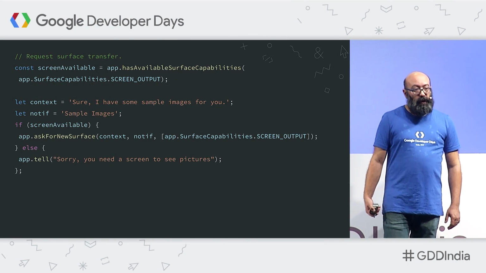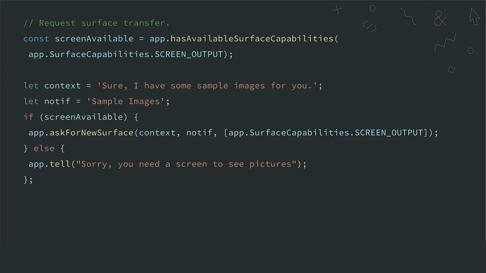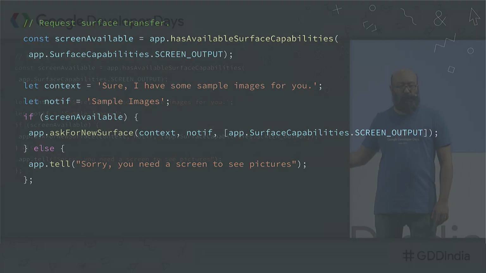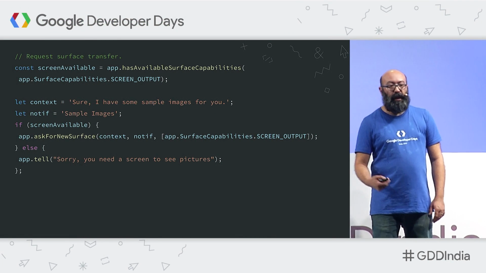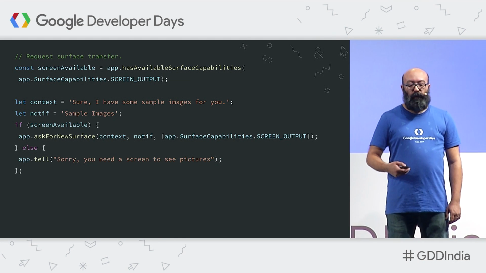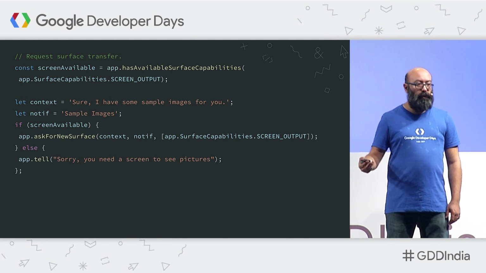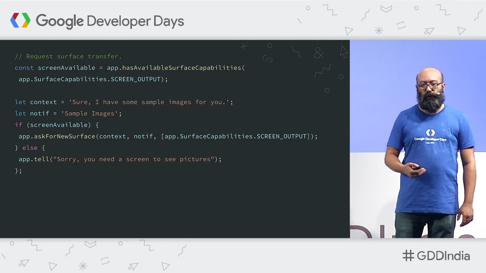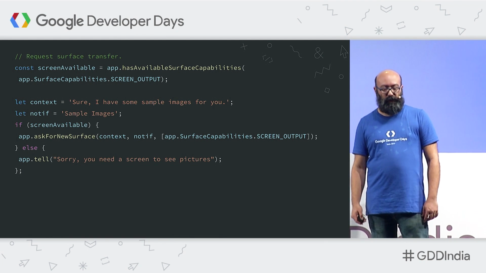And the code is quite easy. There are 2 parts to it. The first part is requesting the surface transfer to the user. The way it works is we have an API that allows you to check whether the user has a device with the capability that you are requesting. So in this example, you want someone that has a screen output. If they have it, you can ask the user, hey, can I transfer to the phone, giving a reason. I want to do it, in this case, for example, because I want to show you some sample images.